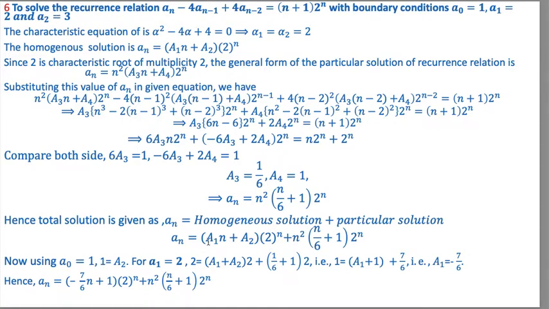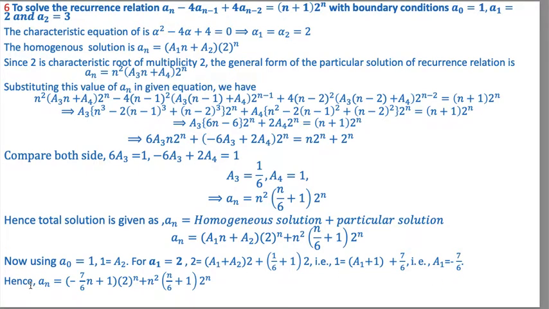For a0, n equal to 0, this term is 0. And we are left with a2. 2 raised to 0 is 1. This term is also 0. So a2 is equal to 1. For a1 equal to 2, means n equal to 1. So this is 2 equals a1 plus a2 into 2 into 1 by 6 plus 1 into 2. So it means 2 is common everywhere. So it is 1, a1, a2 is 1. So a1 plus 1 and 1 by 6 plus 1 is 7 by 6. Simplify it, a1 equal to minus 7 by 6.